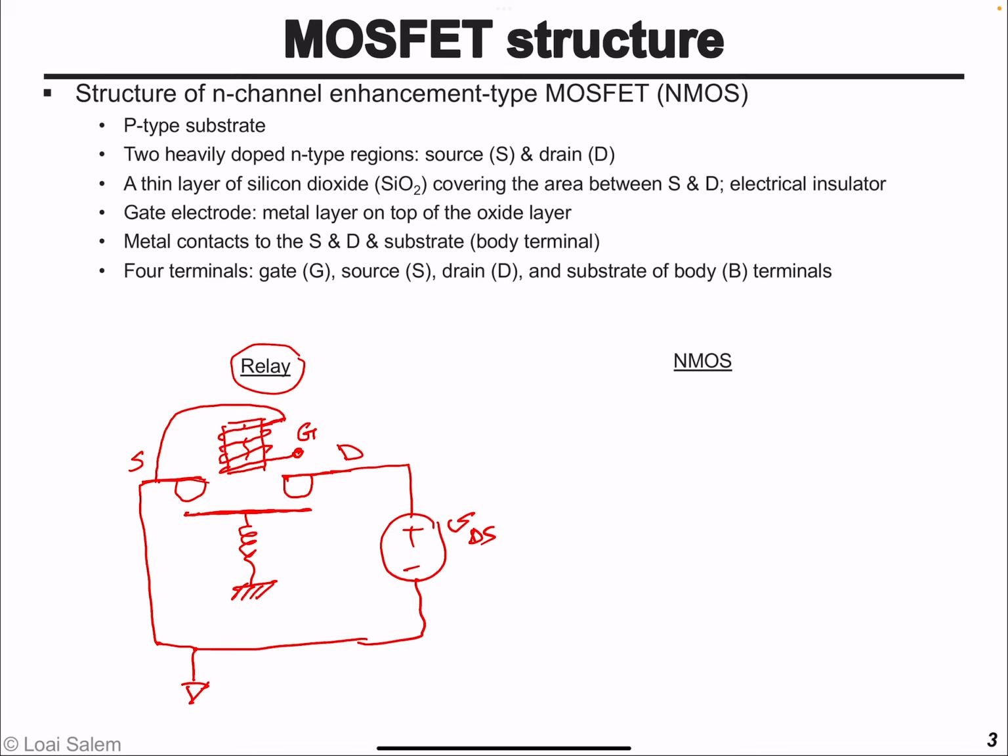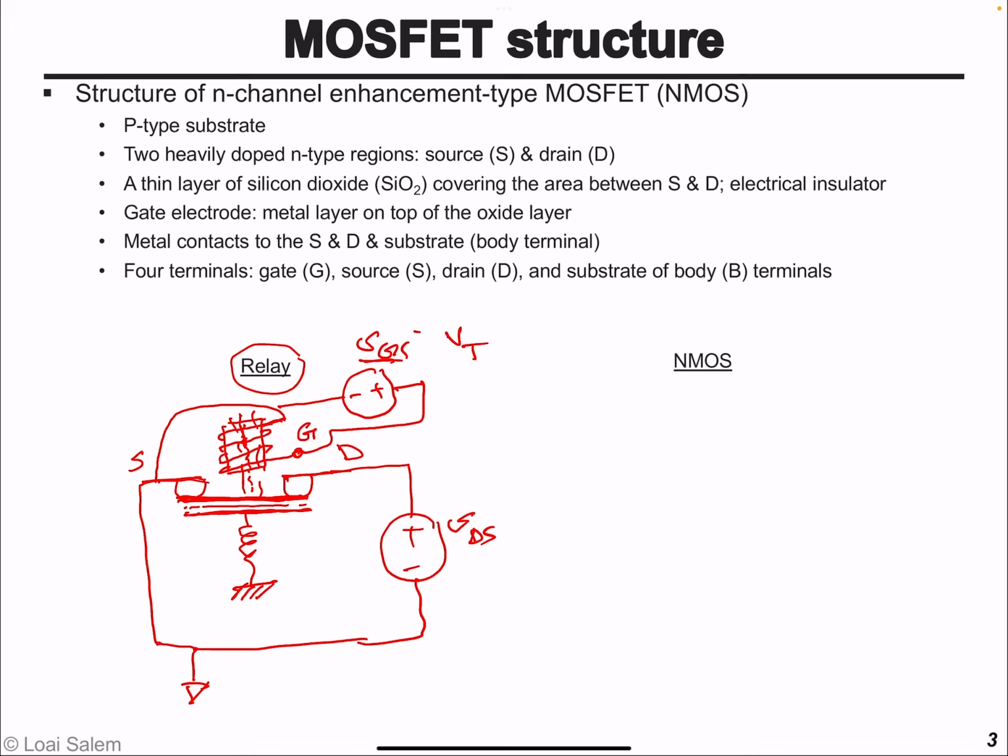And once we apply a gate to source voltage, once we apply a voltage difference between the gate and source, essentially a magnetic field will be produced in the solenoid, and this magnetic field will gradually pull this filament towards the drain and source until it shorts the drain to the source, and the relay basically behaves as a short circuit. The voltage value at which the filament touches the source and drain is called the threshold voltage.